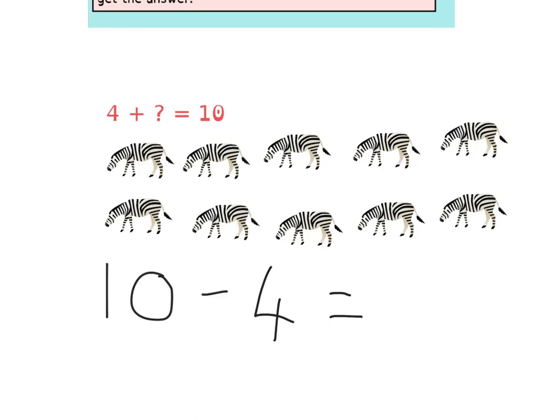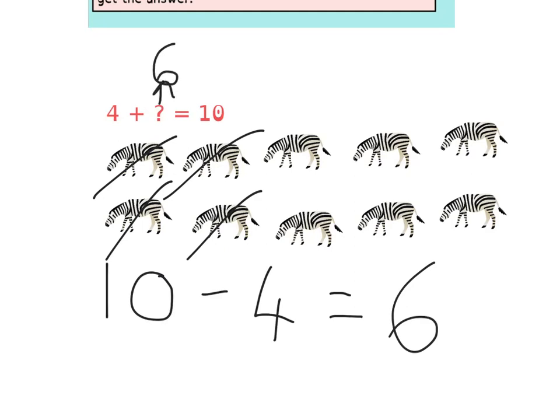We take away 4 zebras, 1, 2, 3, 4, and we have 1, 2, 3, 4, 5, 6 left. So our answer, 10 take away 4 equals 6. That's also the answer to our missing number up here. 4 add 6 equals 10.